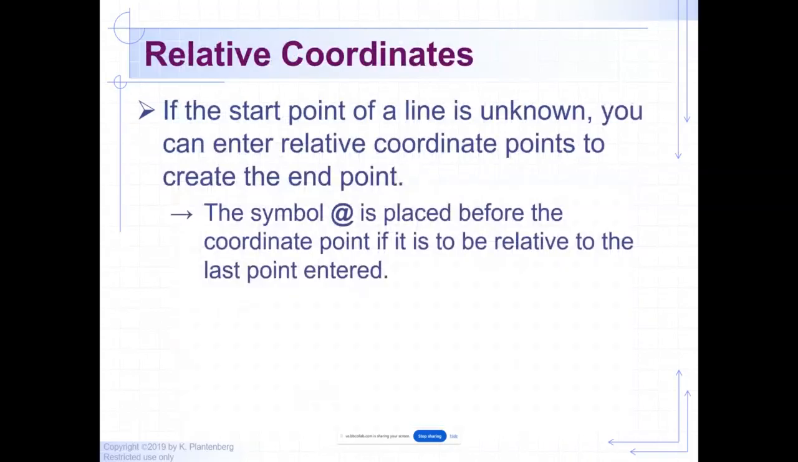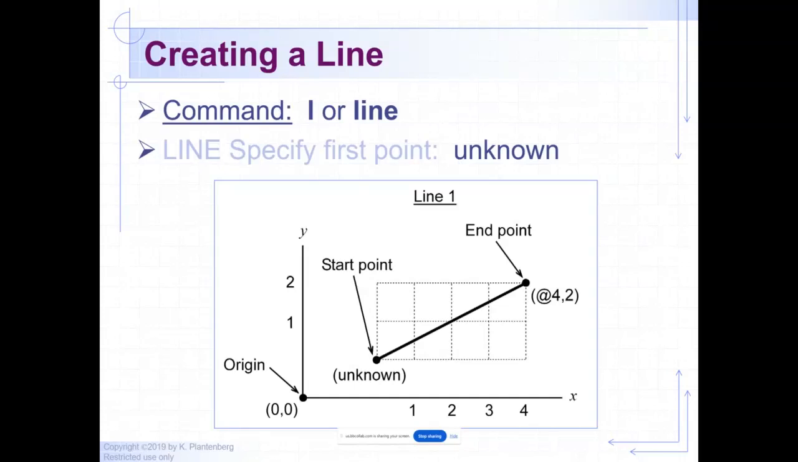If the start point of a line is unknown to you, you can enter a relative coordinate point. The symbol @ is placed before the coordinate point for it to be relative. Okay, let's go with this. So, this is relative. This is more in line with what we're going to do. You've got @4,2. I started from a spot, don't care where I'm at, and I go over 4 and up 2. So that's what I was talking about, the relative version of what they just showed us.